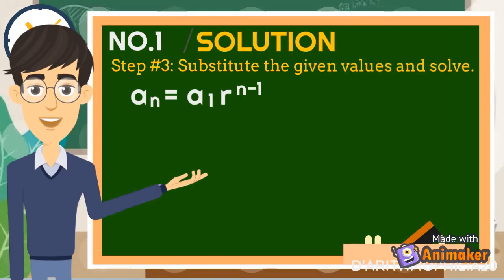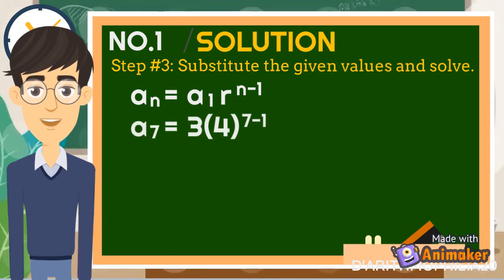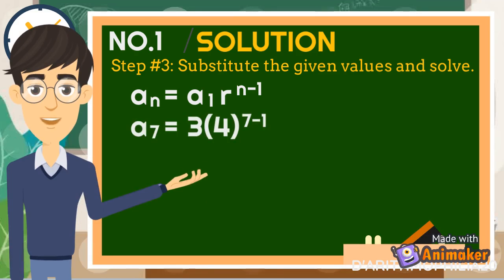Substituting the given values to our formula, we now have a sub 7 equals 3 times 4 raised to the power of 7 minus 1. Next, we will subtract our exponents 7 and 1, which will give us 6. So, we now have a sub 7 equals 3 times 4 raised to the power of 6.